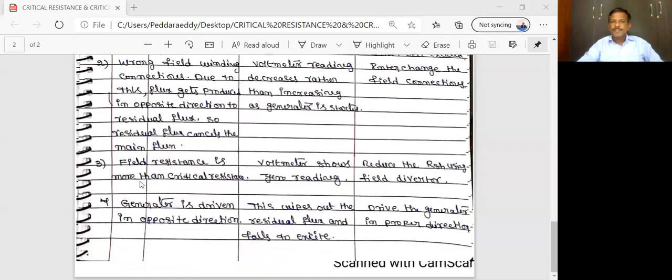Next, field resistance is more than critical resistance. Just now I told you, when field resistance is more than RC, what happens? The generator fails to excite. The generator fails to build up EMF. Okay, so when field resistance is more than critical resistance, it fails to excite. Here also the voltmeter shows 0 reading. The remedy: reduce the RSH using a field diverter.